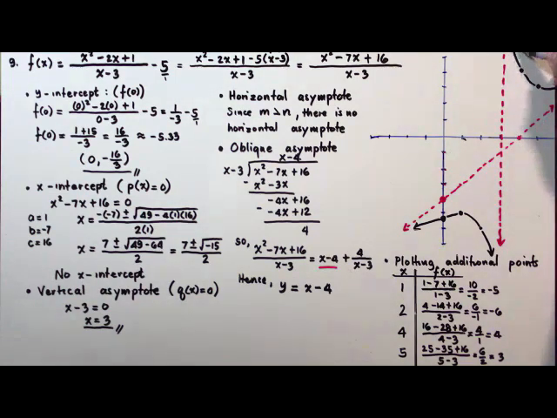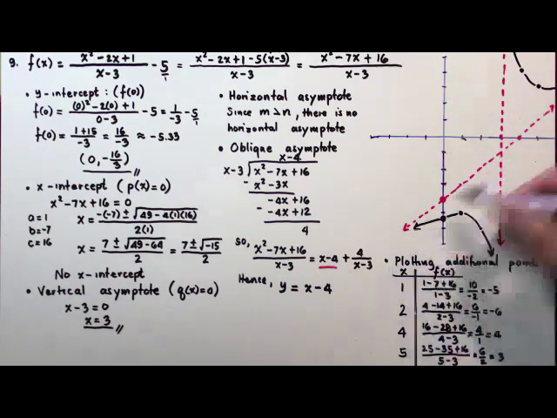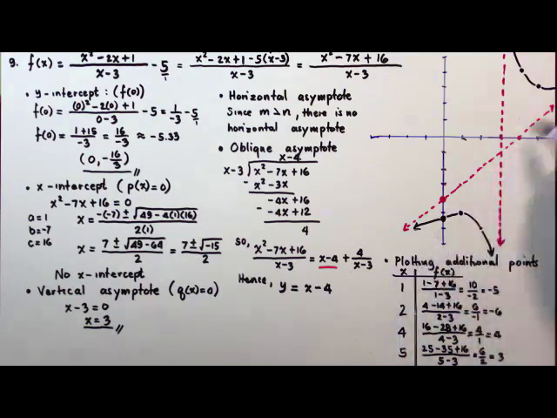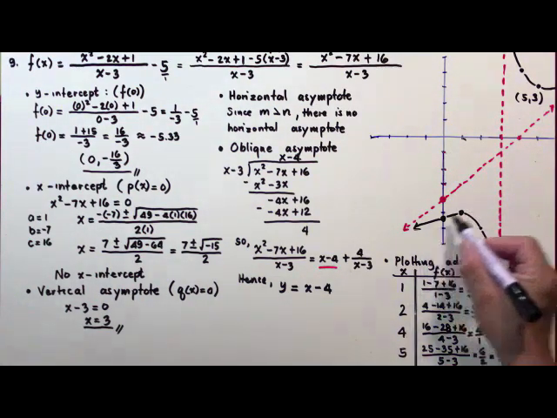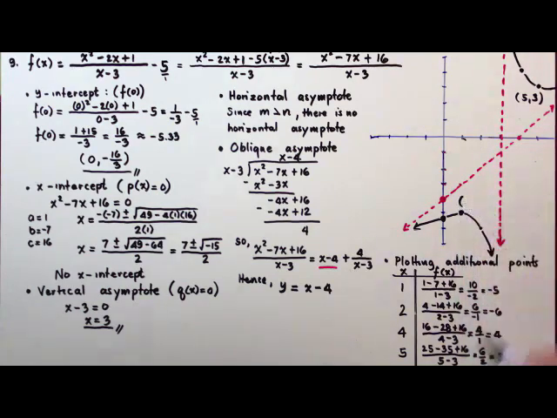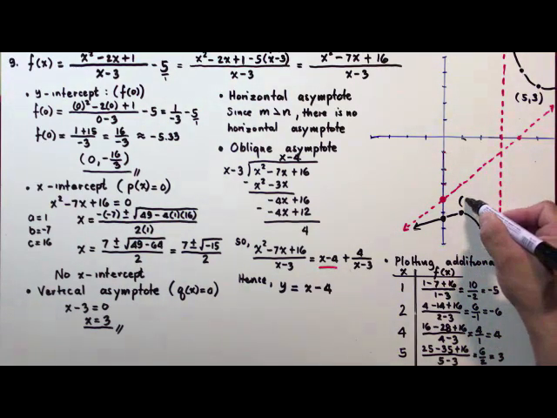So it's approaching this vertical line, because this is our vertical asymptote, and also approaching this slant line, because this is our oblique asymptote. So this point is the relative minimum of this curve, and it has coordinates of 5, 3. Also, this point is the relative maximum of this curve here, and it has coordinates of 1, negative 5.